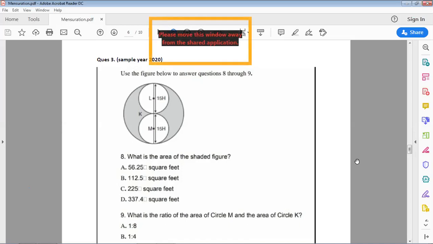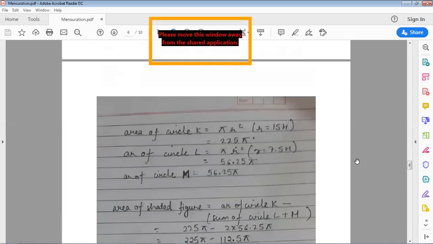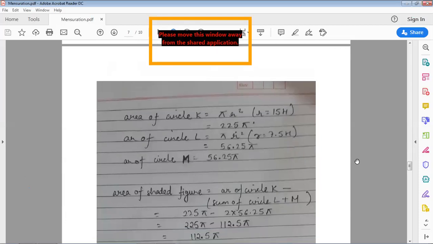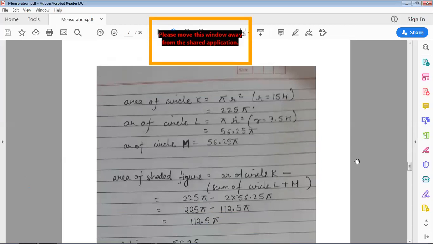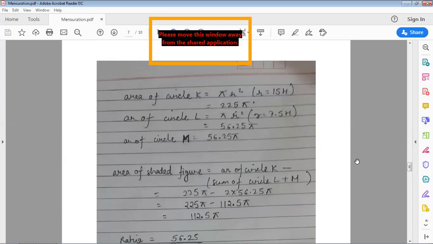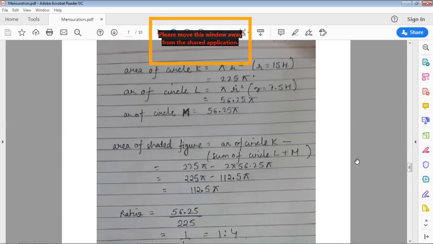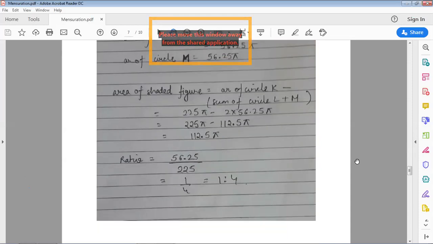So we can calculate the area of the bigger circle. We all know the area of a circle is pi r square. We can calculate it, and then we will calculate the area of the smaller ones. And to solve the answer, we can calculate it by area of circle K minus the sum of circles L plus M. And the next part was to calculate the ratio of circle K to circle M. So we already have the area, we just have to divide it. So what we get is 1 is to 4. That's how we solve this question, and it was pretty easy.